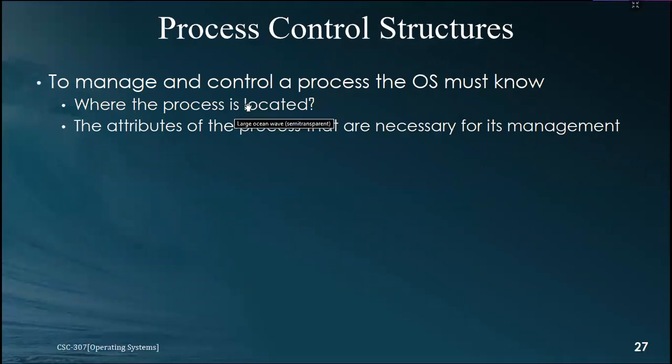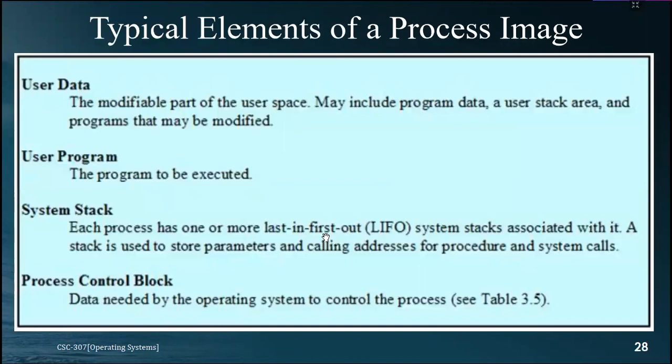Where is the process located? To understand this, we'll start with the process image. A process image typically contains user data, user program, system stack, and the process control block, PCB. And what is a PCB? We learned about the PCB in the second lecture. If you're not clear, go through one of the earlier lectures. So these are all the typical elements of a process image.